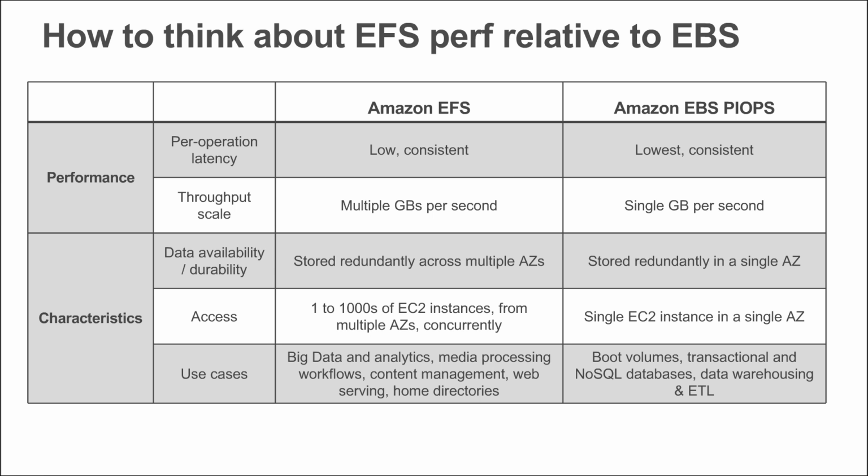In terms of access, EFS allows access from up to thousands of EC2 instances from multiple AZs concurrently, and EBS is designed for a single instance to access your data in a single AZ.